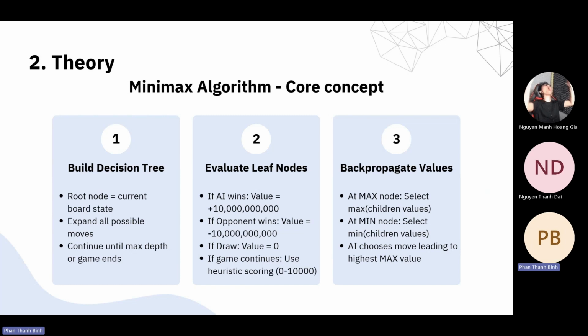The algorithm goes down to the leaf nodes. If the AI wins, we give it a huge positive score, about plus 10 billion. And if the opponent wins, a huge negative score. We then backpropagate these values up the tree to choose the best move.